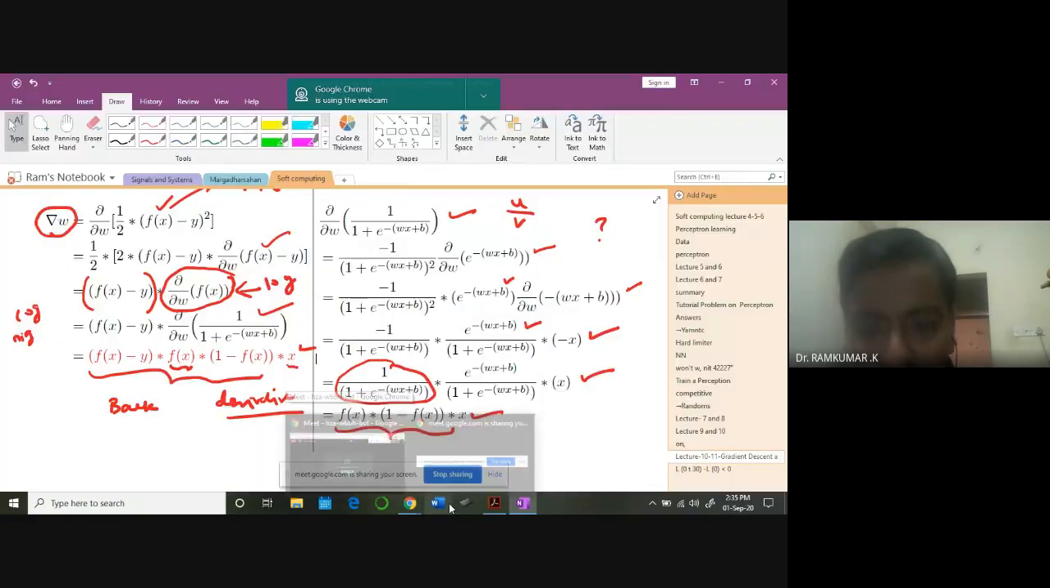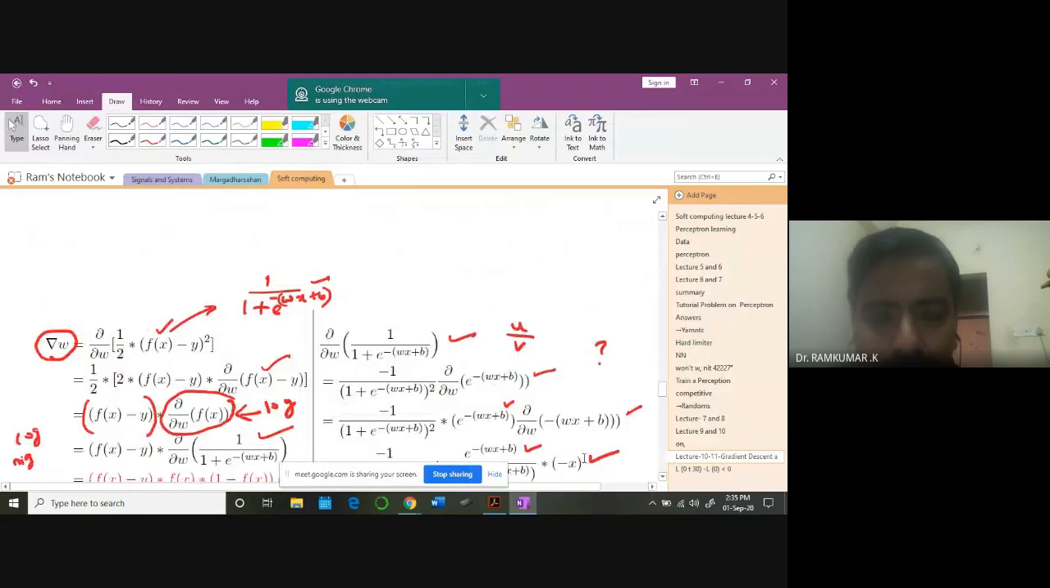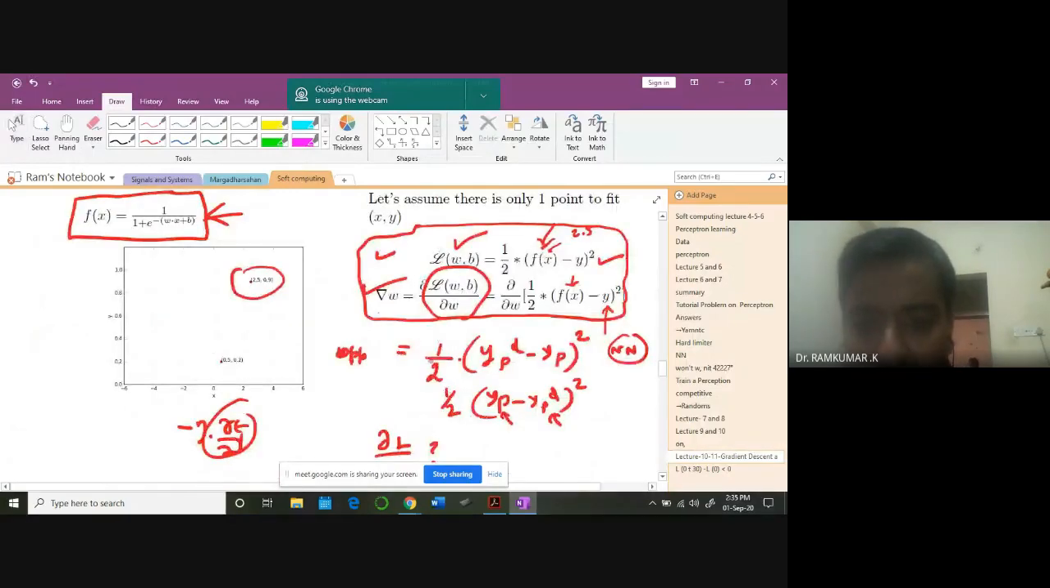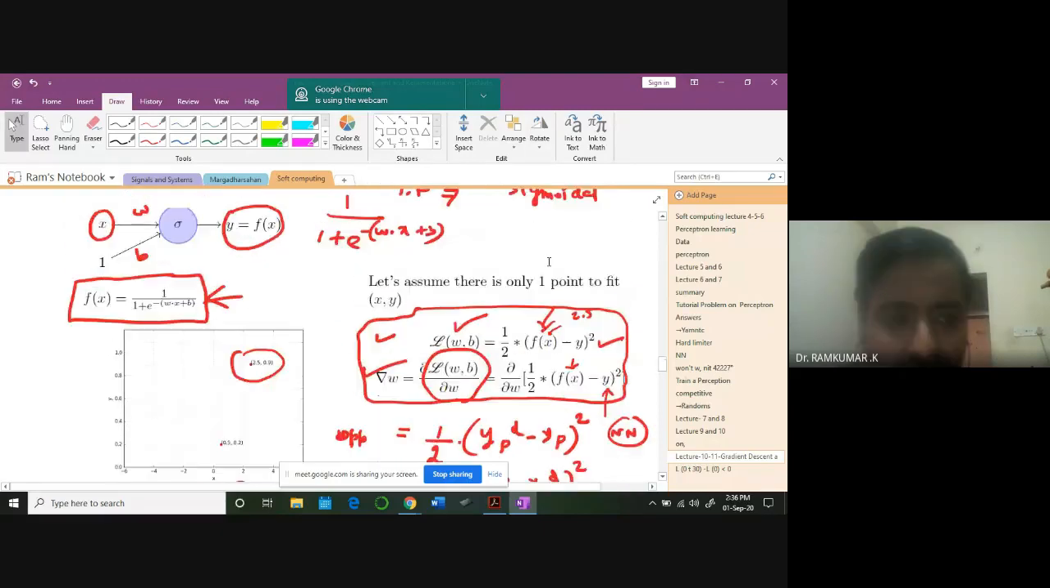Everybody understood this? Can you repeat once, sir? Yeah, please listen carefully. What I'm looking for is ∂L/∂w. I'm going to differentiate this, and you have to understand clearly that f(x) is defined to be an exponential function, a sigmoidal function. That's a neural network. It's a one-input neural network I'm trying to train now. For one input, if you know it clearly, you can do it for any number of inputs, n inputs. That's the power. So understand it very clearly.